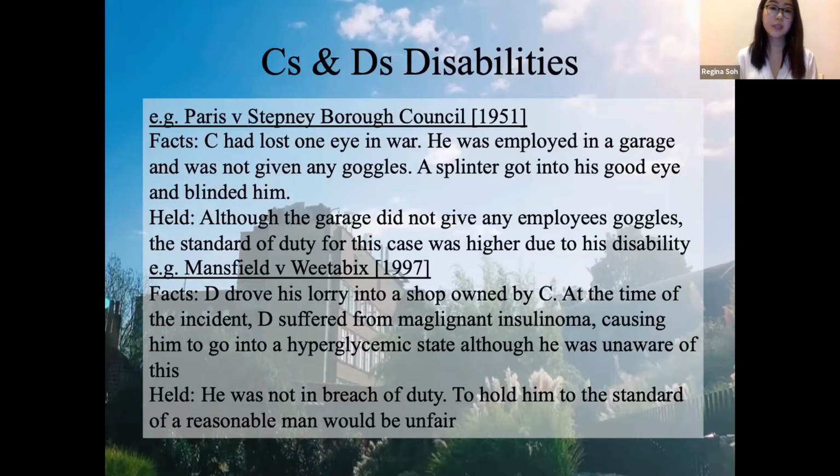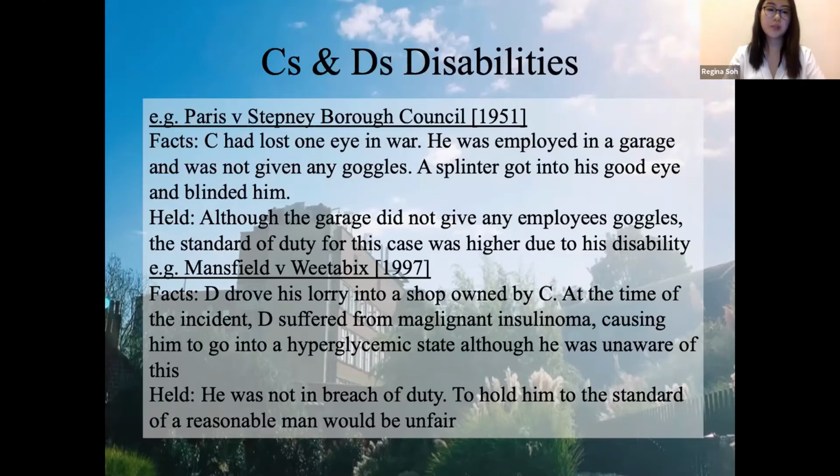And the second case would be Mansfield and Weetabix. So this is when the defendant, the one being claimed against, has a disability, which would lead to his sentence being lowered because of his disability. So in this case, the defendant drove his lorry to a shop, causing damage to the claimant's shop, and obviously the claimant sued.